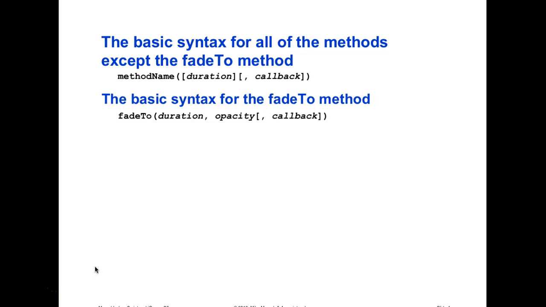So the basic syntax for these, and this is everything but the fade to, is you put your method name, it takes two parentheses, and inside there you'll have the duration of the effect or animation, and then after that you'll have the callback. And all that means is the function closure and whatever callback data it provides. So the basic syntax for the fade to method, which is a little bit different, is it takes that second parameter. You've got a duration, how long will it last, and then the opacity for that fade, and that's generally a decimal. So let's move forward here.